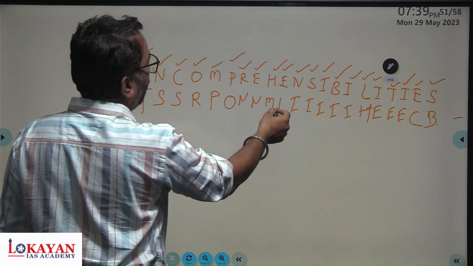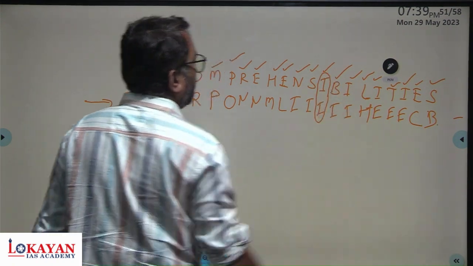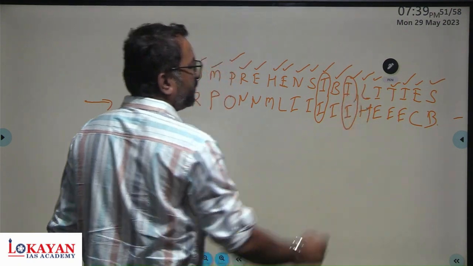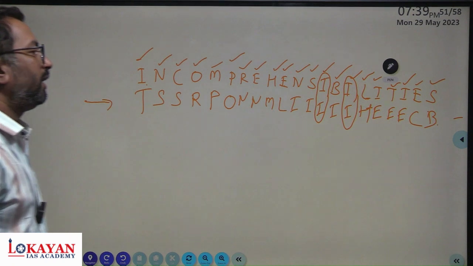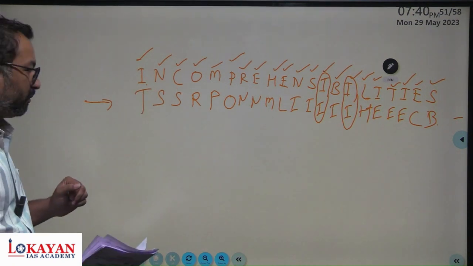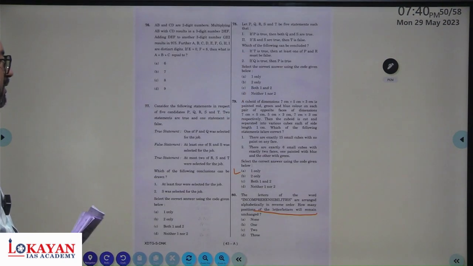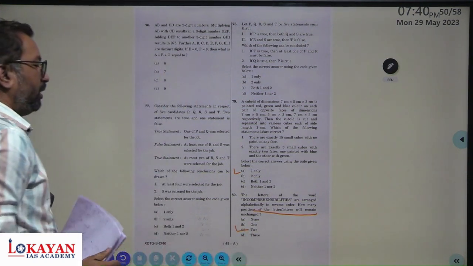No, no, N, N, N, I. See, I and I are at same positions. Again, this I and this I are same positions. But there are no other letters which are at the same position, but two I's are there, right? So only two letters are at the similar position. So answer will be only two.